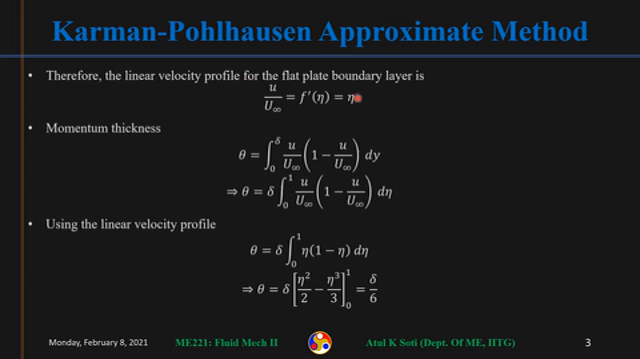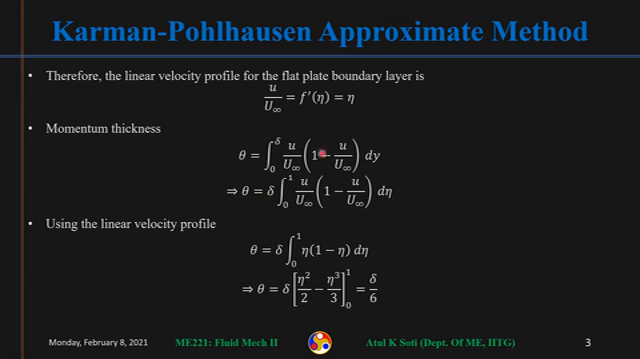Now this is known. In the momentum integral equation we need tau wall and we need theta. So first let us find theta, which is the momentum thickness. The expression for theta is the integral of u by u infinity times 1 minus u by u infinity from 0 to delta. This is in terms of y. I can convert this integral in terms of eta. So eta is y by delta, d eta is 1 upon delta times dy, so dy I can write as delta times d eta.